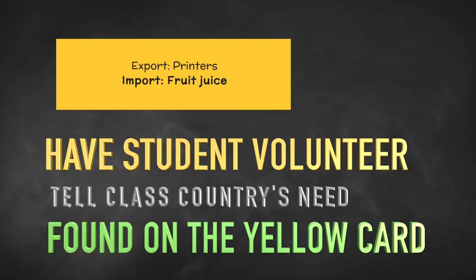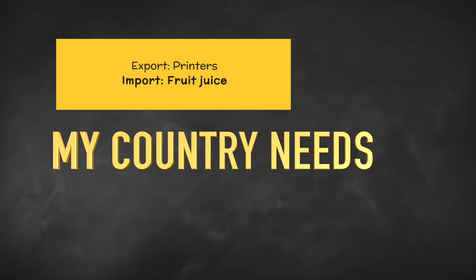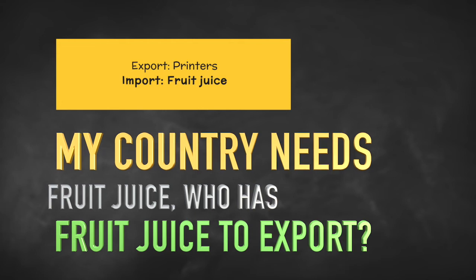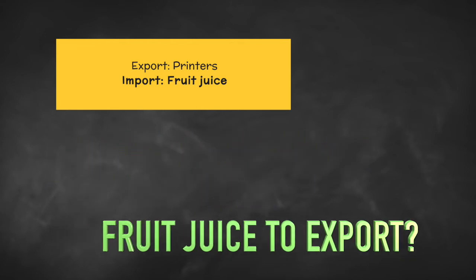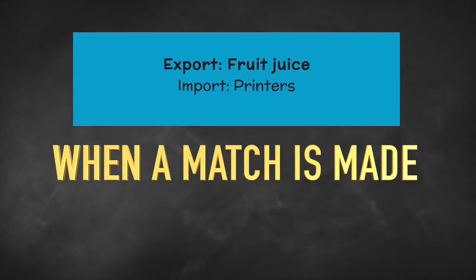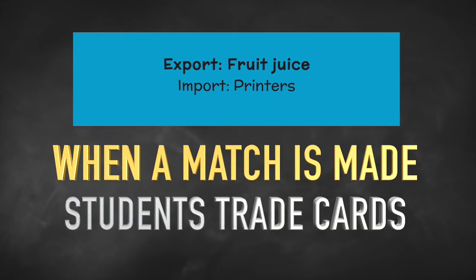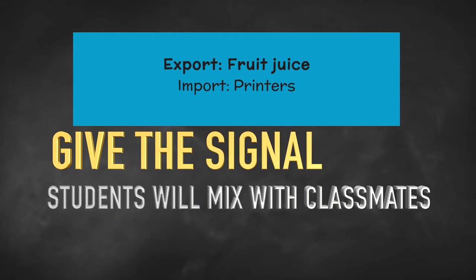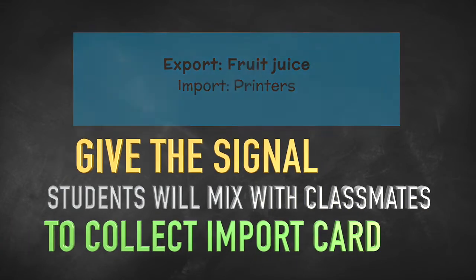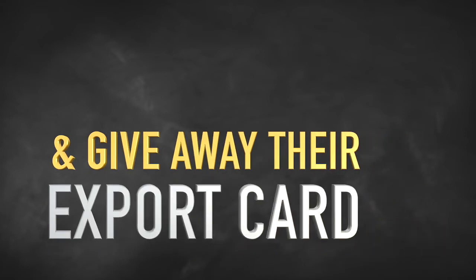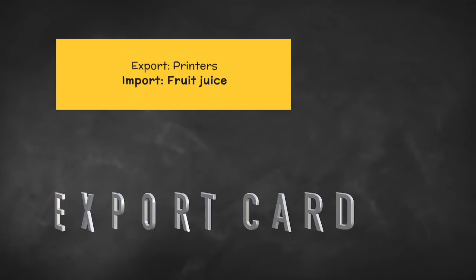Ask the volunteer to say, "My country needs to import fruit juice. Who has fruit juice to export?" Have students check their blue cards to see if they have export fruit juice. When the match is made, have the students trade cards. Explain that when you give the signal, students will mix with their classmates to collect the import card they need and give away their export card. On both cards, the needed resource is highlighted in bold.